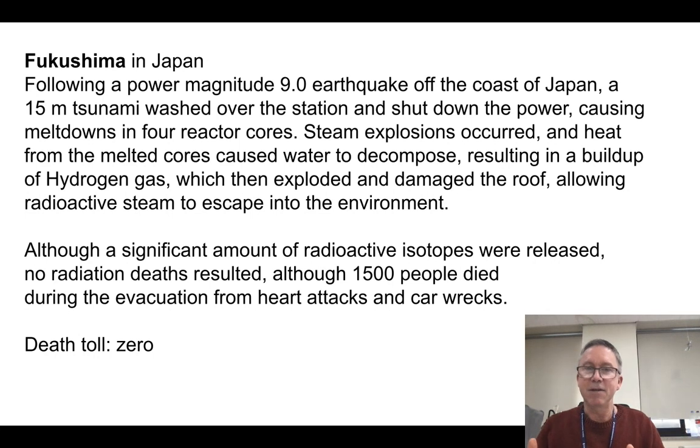But again, look at this. 1,500 people died, but none of them died from radiation. They died from panic. They died from car wrecks. They died from heart attacks. They died from being trampled. 1,500 people died because they were afraid of nuclear power. But how many people died because of exposure to radiation? The answer is 0 people died.